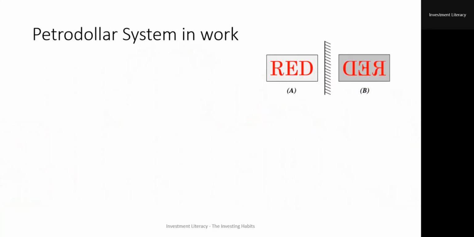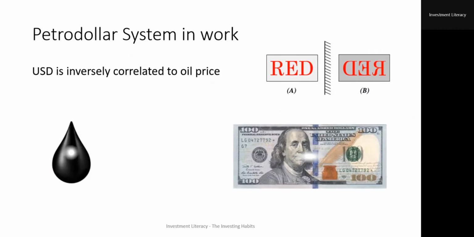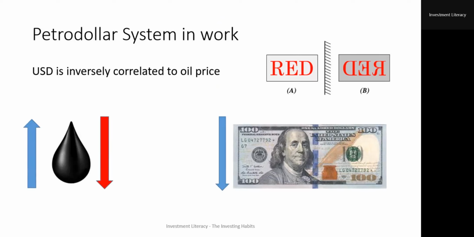So how does the petrodollar system work? Basically, it works similar to the gold standard. The US dollar is inversely correlated to the oil price. What this means is that when the oil price increases, the value of the dollar reduces or devalues. That means more dollars are required to buy the same quantity of oil. And when oil reduces in price, the value of the dollar increases.